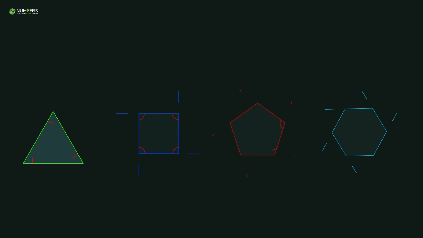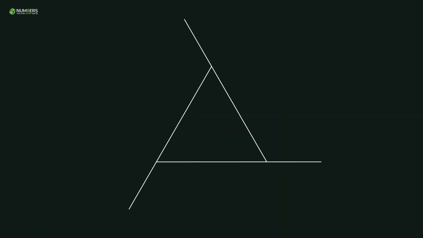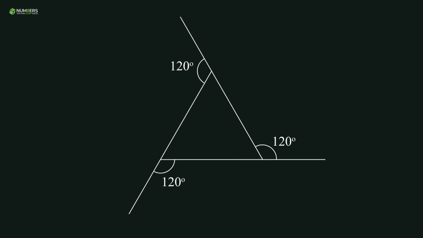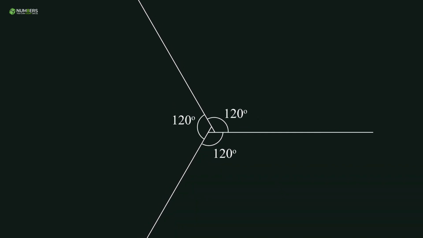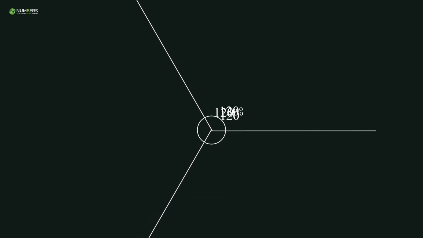Let's take a look at some regular polygons. Let's start with a regular triangle. Let's take a look at all the exterior angles. Each of them is 120 degrees. If we shrink the shape down to a dot, look at what happens to the exterior angles. All three form a full circle, which means the angles add up to 360 degrees.